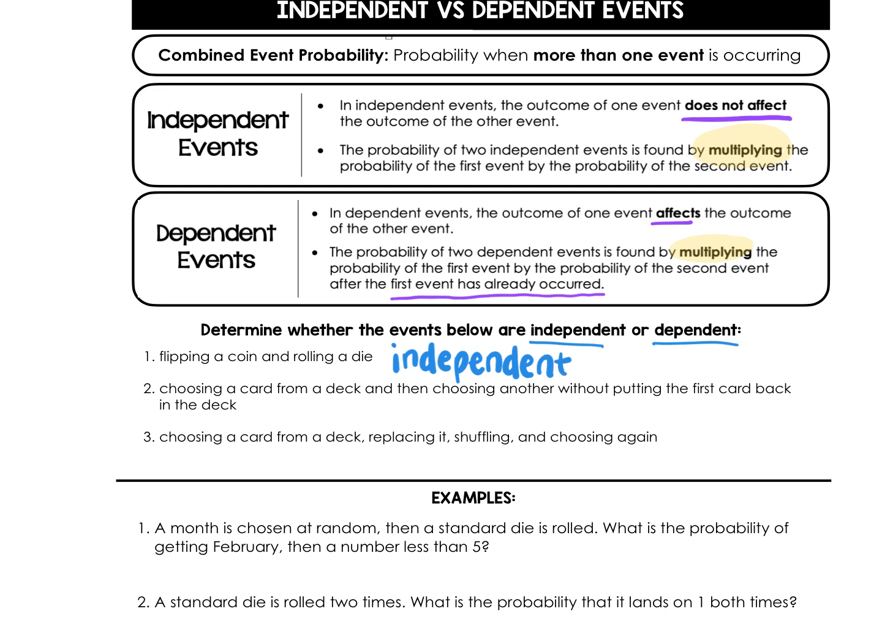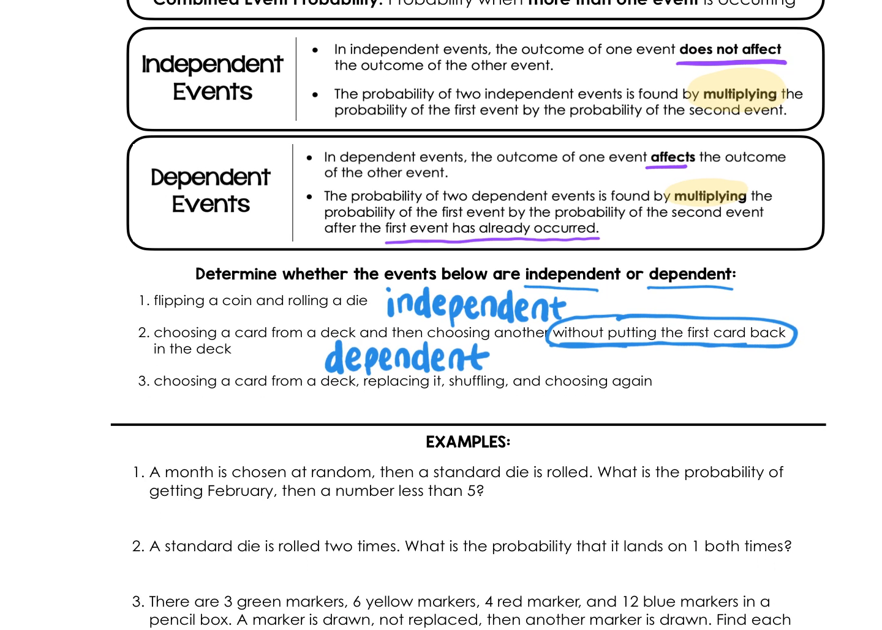The next one says choosing a card from a deck and then choosing another without putting the first card back in the deck. This is kind of key here. A standard deck of playing cards is 52 cards. If you take one out and then not put it back, you only have 51 cards left in the deck. So the probability of the first one does impact the probability of the second one. Whenever we're not putting something back, so whenever it's without replacement, it's always dependent every single time. If you're not putting the item back, whether it's a card or no matter what it is, it's always dependent.